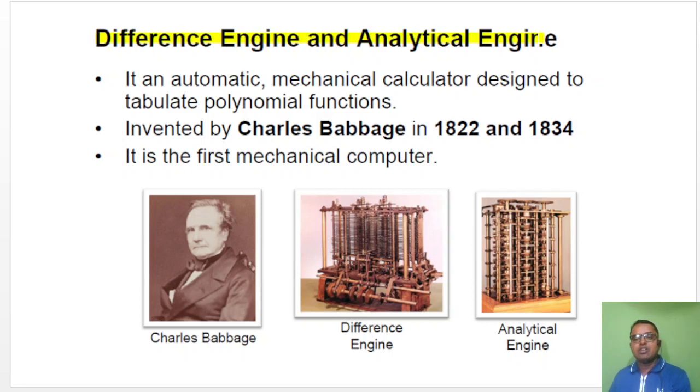Differential engine or analytical engine. It is an automatic mechanical calculator designed to tabulate polynomial functions. One of the great mathematicians, Charles Babbage, invented this difference engine or analytical engine in the years 1822 and 1834. So remember, dear students, if the option is given as 1822, you have to take that one. If it is given as 1834, you have to mark 1834.